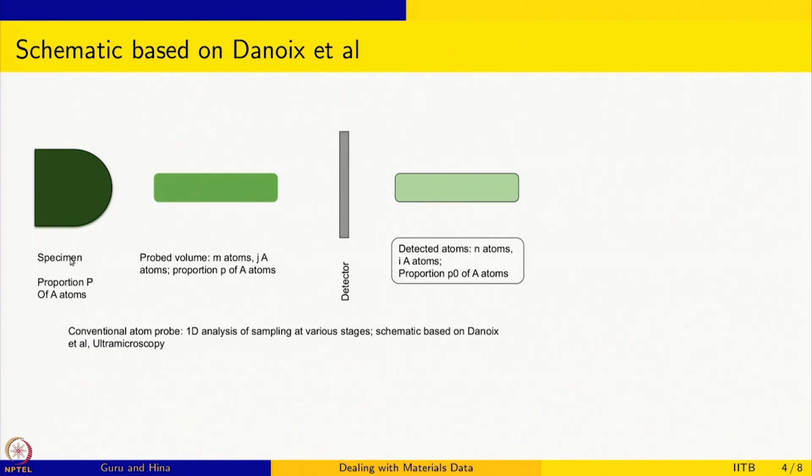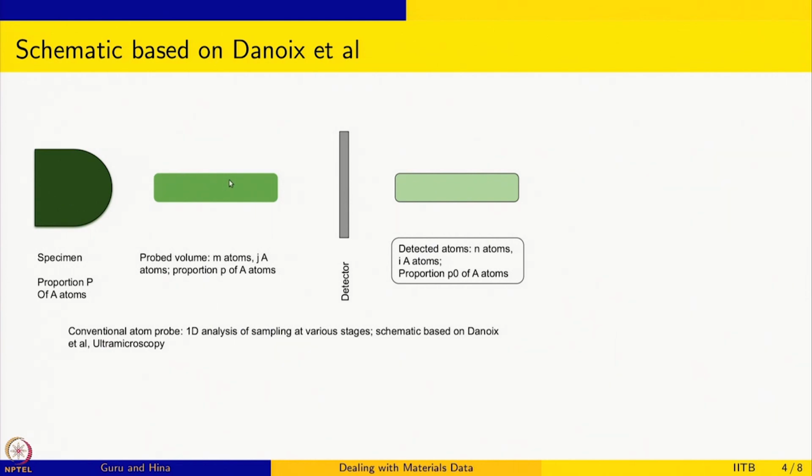The specimen which you are trying to study, from which you are trying to pull out the atoms, has a proportion P of A atoms. We are interested in knowing the composition of A atoms in the specimen, so we are interested in knowing A and not A. These are the only 2 cases we are interested in, and if it is A, then we keep counting how many atoms there are out of the total number of atoms that we pull out from this sample. So, this is the specimen, and the proportion of A atoms in the specimen is P.